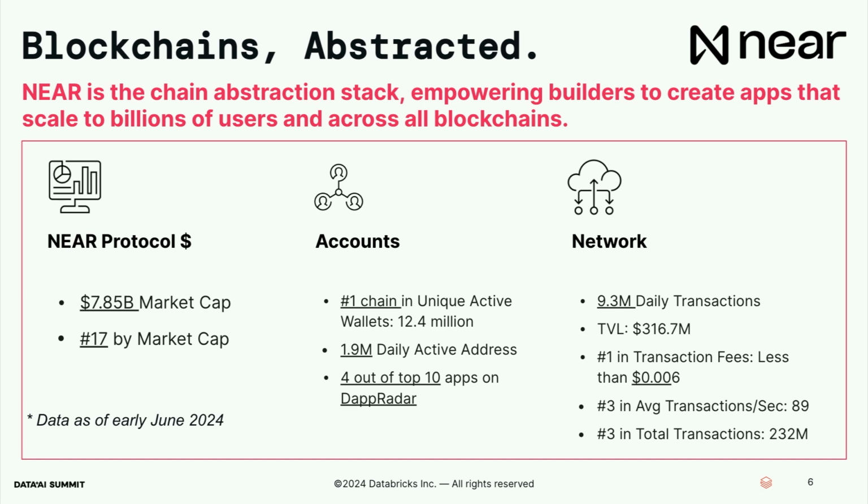So a few numbers. Data is as of early June 2024, and our market cap is around 7.8 billion. We are number 17 across all the blockchains in the world. We are the number 1 chain in unique active wallets with 12.4 million, with almost 2 million daily active addresses. DAppRadar is a website that monitors the usage of all the decentralized apps, and 4 of the top 10 applications are built on top of NEAR.